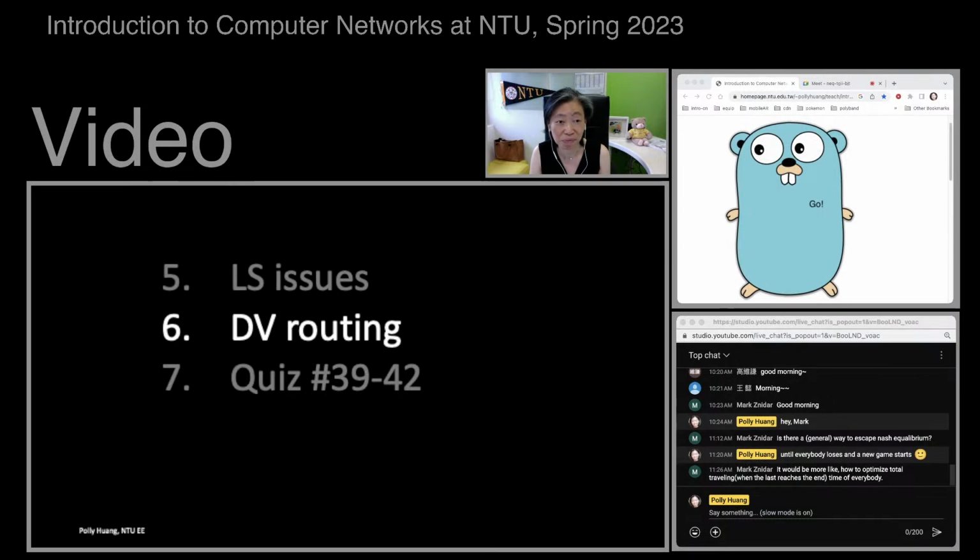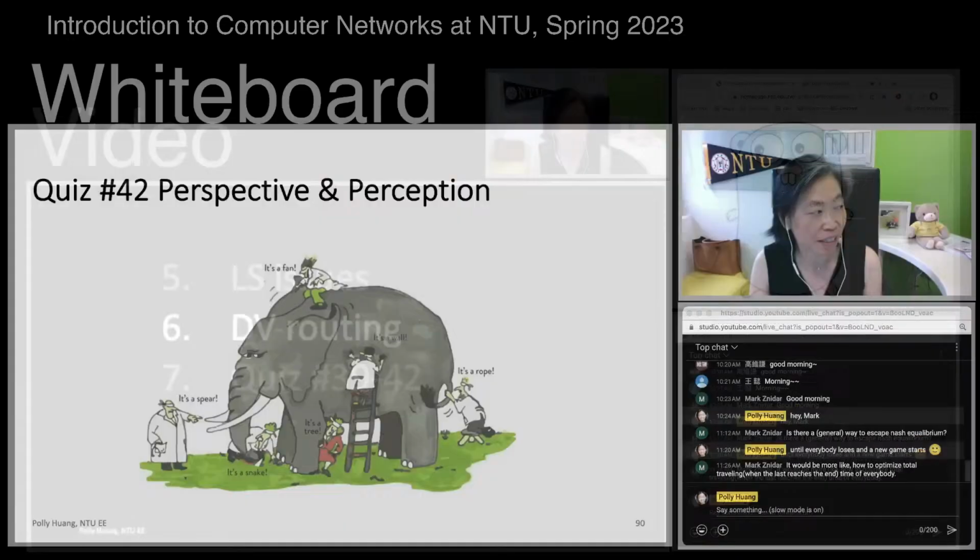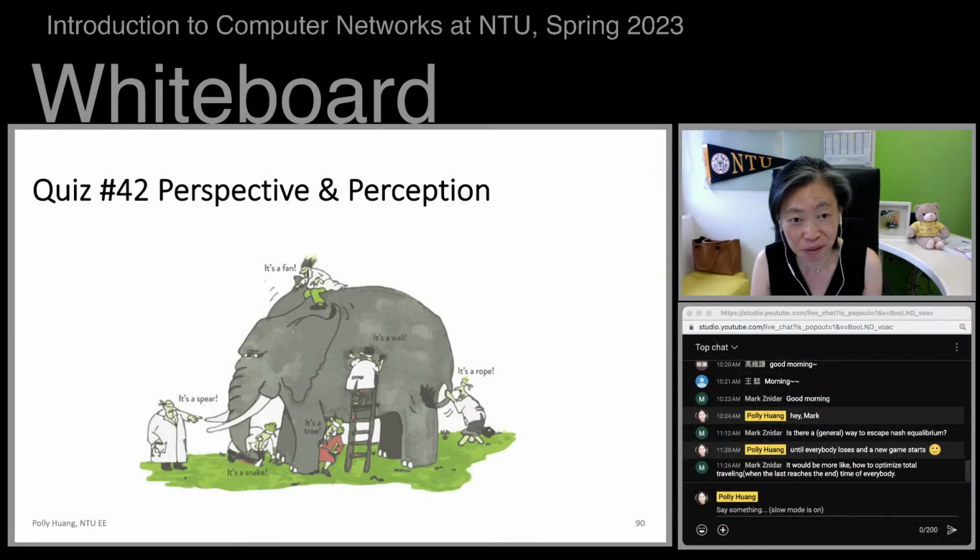All right, so that's the spirit. And in fact, quiz 42 is going to enforce the spirit of doing distance vector routing. Quiz 42 is called perspective and perception.